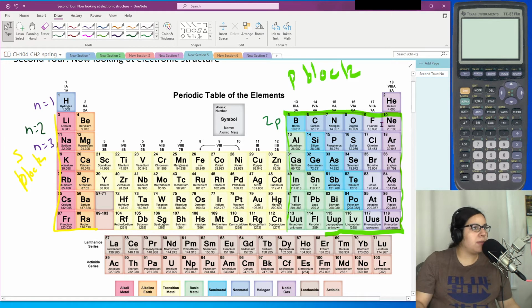So now let's skip over. Let's do sulfur. So we're just going along the periodic table, filling it up. All right, so this is 3s1, 3s2. Now this starts the 3p. So 3p1, 3p2, 3p3, 3p4 for sulfur.